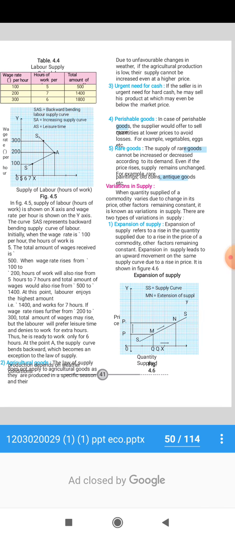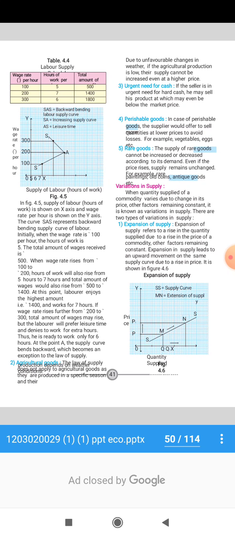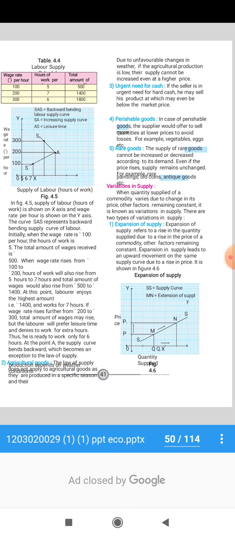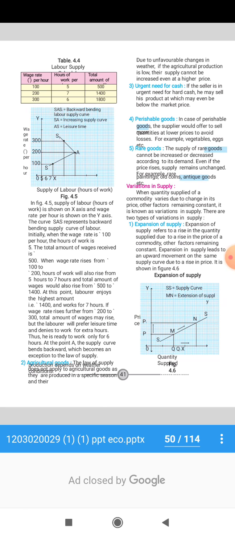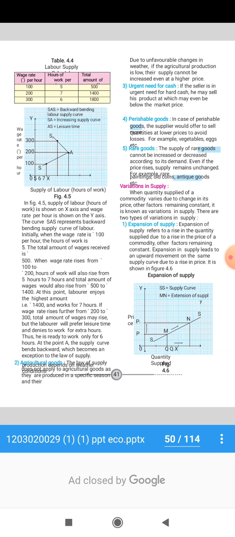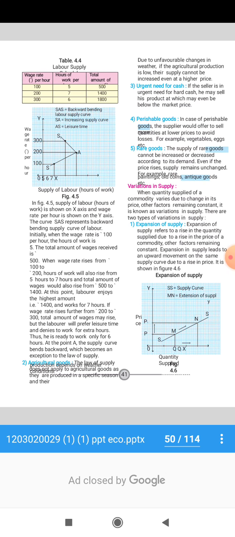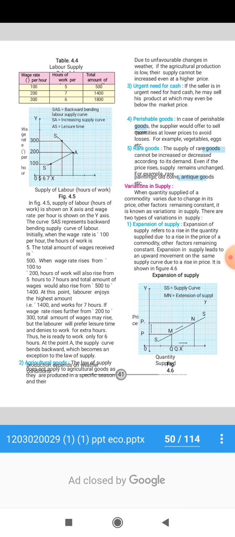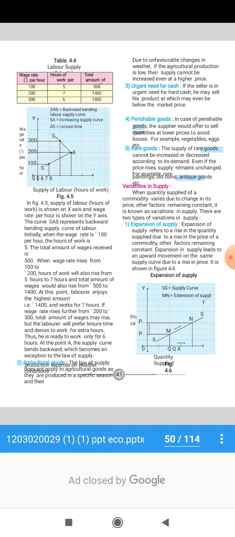Next, rare articles or rare goods. The supply of rare goods cannot be increased or decreased according to its demand, because these things are already rare and production is not possible. Even if the prices of these rare articles rise, due to inability to produce, supply remains unchanged. For example, old coins, rare paintings, etc. So these are the exceptions to the law of supply.